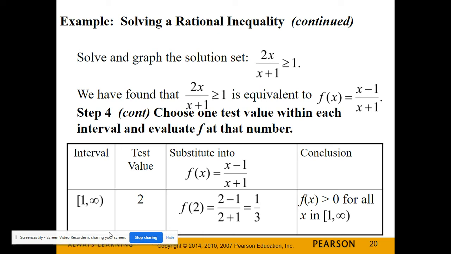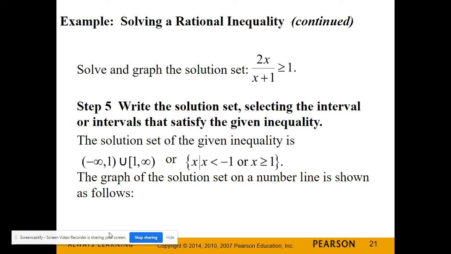Let me also point out, and you saw this in the last example as well, as you alternate intervals, the sign should alternate, right? So if one interval is positive, the next one's going to be negative, and then the next one's going to be positive, and it's always going to flip. If you find that you get two positives in a row or two negatives in a row, then something went wrong.